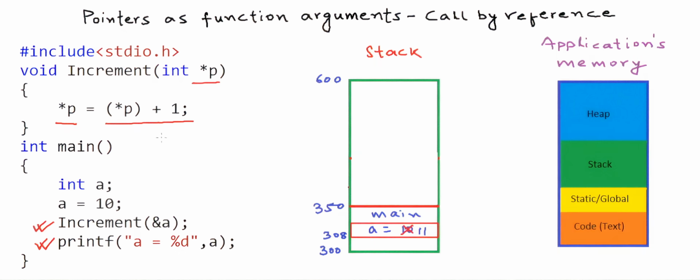Such a function call, in which instead of passing the value of a variable, we pass the address of the variable so that we have a reference to the variable and we can dereference it and perform some operations, is called call by reference. So if we use pointers as function arguments, then we are using call by reference.